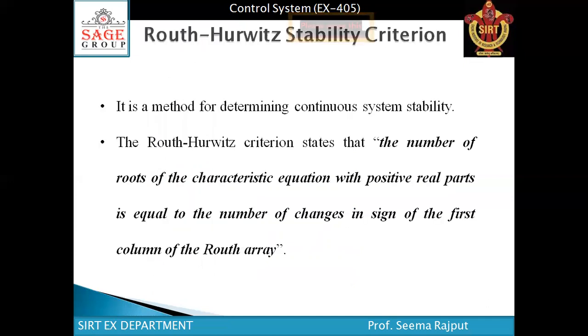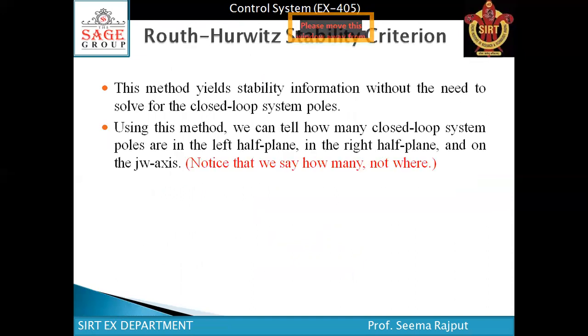Now, the Routh-Hurwitz stability criteria. It is a method for determining continuous system stability. The Routh-Hurwitz criteria states that the number of roots of the characteristic equation with positive real parts is equal to the number of changes in sign of the first column of the Routh array. This method yields stability information without the need to solve for the closed loop system poles. Using this method, we can tell how many closed loop system poles are in the left half plane, in the right half plane, and on the j omega axis.